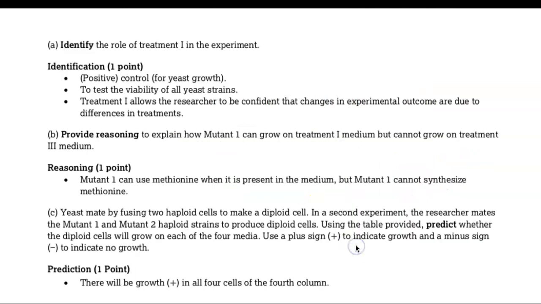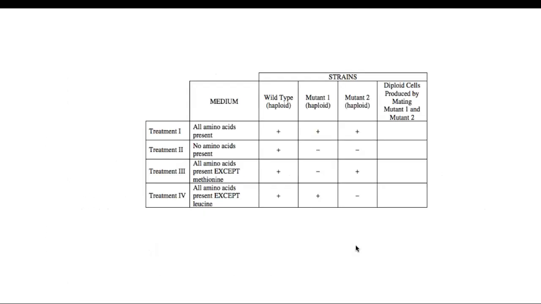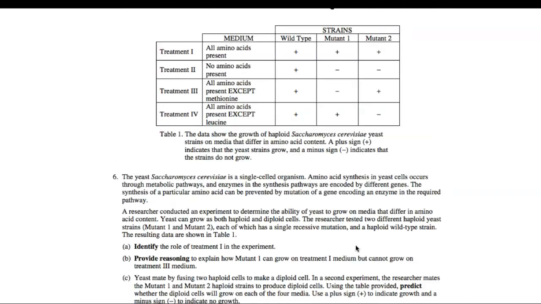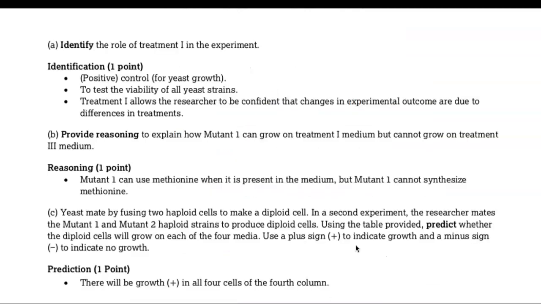Hopefully that made sense. Here's the scoring guidelines if you want to pause the video just to read over what I just said. So there will be growth in all 4 cells. So you don't even have to give reasoning behind it. You just have to give a prediction. Yeah, when it says predict, you don't even have to explain yourself.